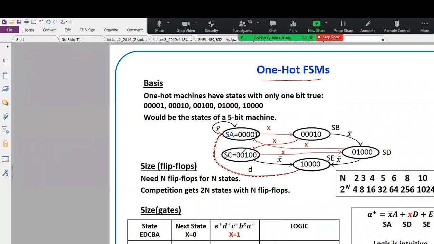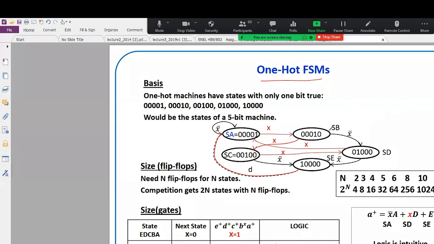So below is a state diagram for a one-hot state machine. It has 5 states: SA, SB, SC, SD, SE. And you'll notice the definition of state A is 5 bits: 0, 0, 0, 0, 1. B is 0, 0, 0, 1, 0, and so on. There's only 1 bit turned on for any one of these states.